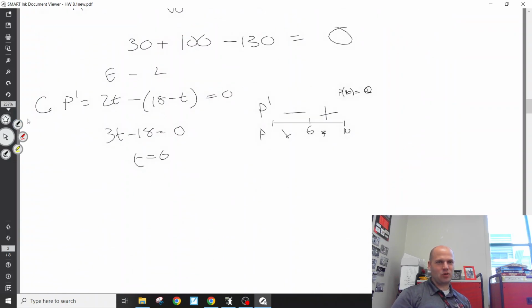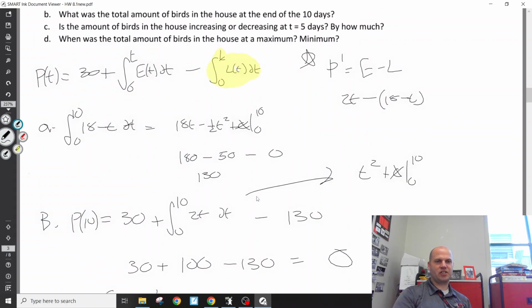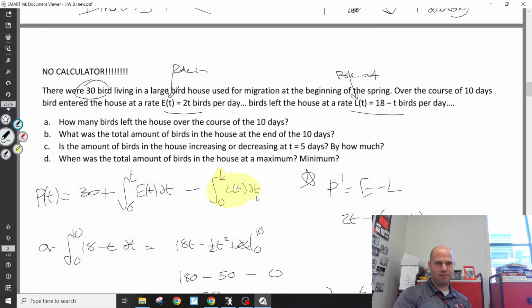You know what? I didn't have to do this whole analysis. I could have just found P prime at 5 because I needed to figure out by how much. Plug in 5 and I get 15 minus 18, which is negative 3. This would be birds per day. Decreasing. P prime is negative. P is decreasing by how many? By 3 birds per day.